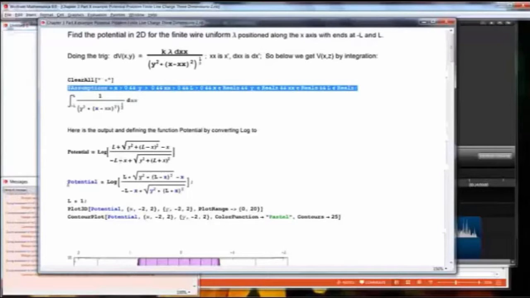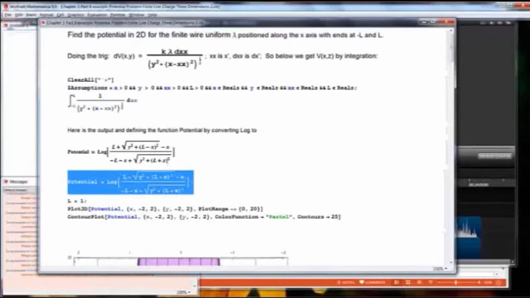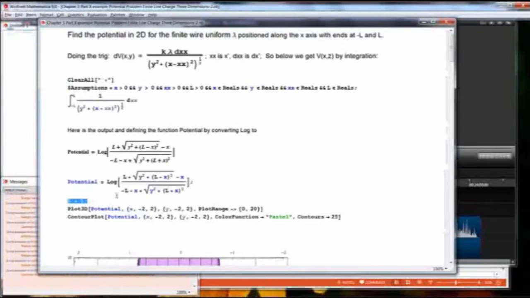So I put that into the input. It's the same expression. I let L equal 1 because we want to plot it. You have to have only variables that can be handled, the x, y variables. You can't have any other. So here's the statement for the plot. Potential is what we're plotting. That's here. Here's the range of the two parameters, and the plot range in the z direction is the range over which the potential will change, starting at 0 and going up to 20. We could change that if we wish. And then we're going to take the contour plot.